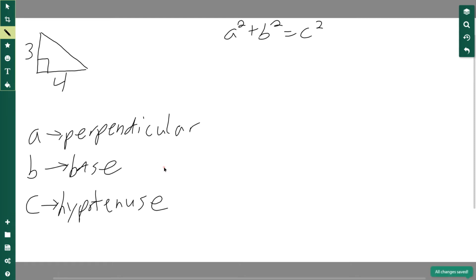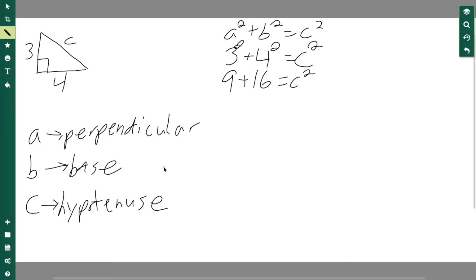So, we have the base. The base is just the lowest side of the triangle, so its side length is 4. So we can plug 4 in for b, and our perpendicular is the side perpendicular to it, so its side length is 3. And the hypotenuse is c, and we don't know what c is. That's what we're trying to find, so we'll just leave the c squared as c squared. So from here, we can do a bit of solving. 3 squared is the same as 9, 4 squared is 16, and then we can add 9 and 16, which gives us 25.